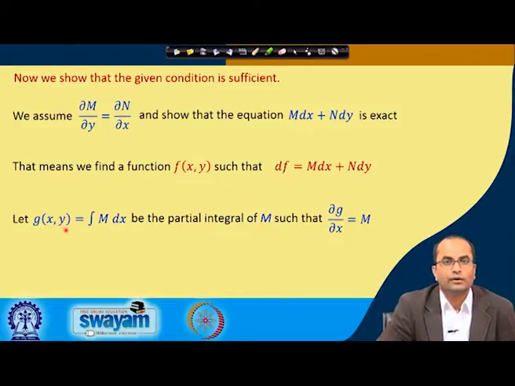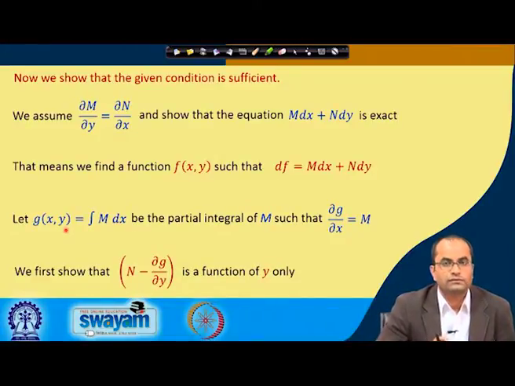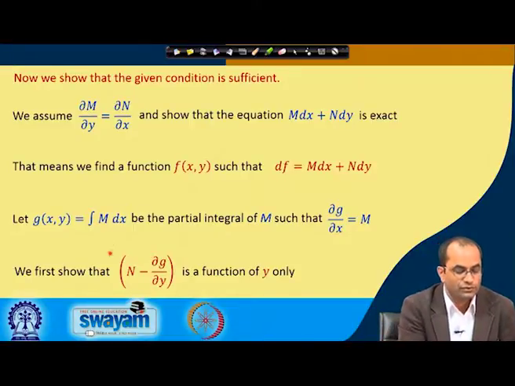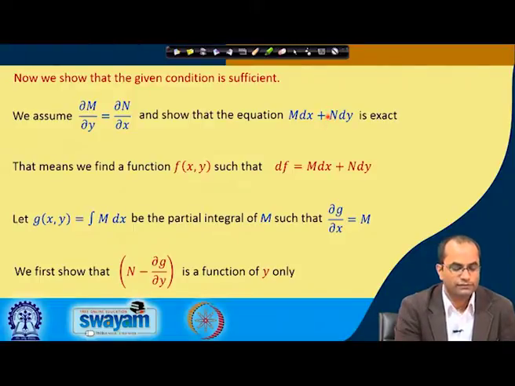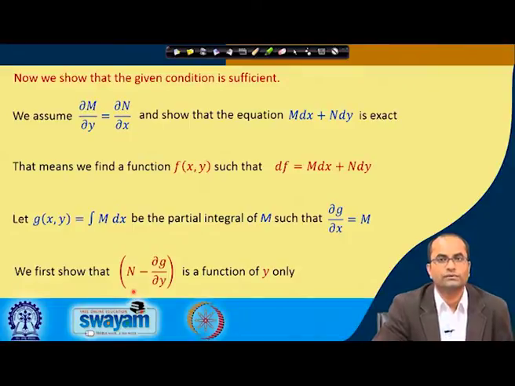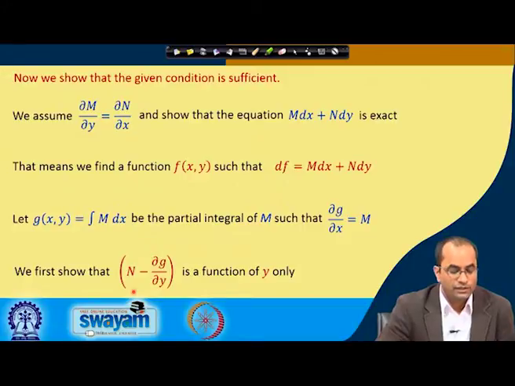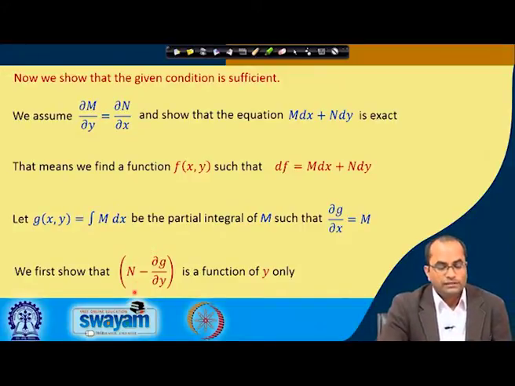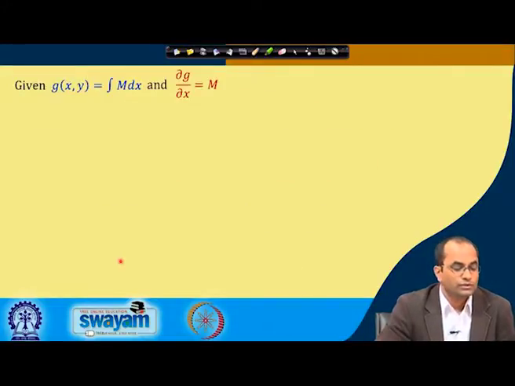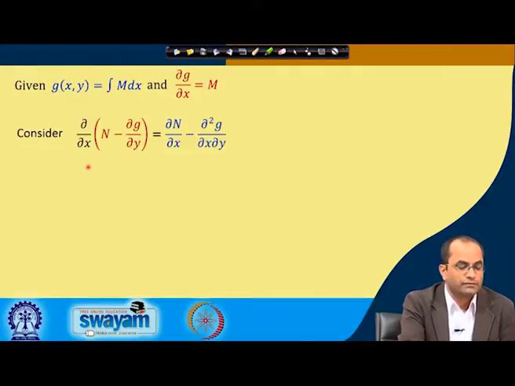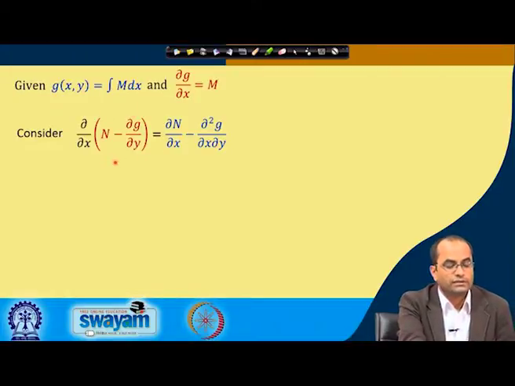Having such a g, before we exactly construct f whose differential is m dx plus n dy, we will first show that the function n minus del g over del y is a function of y alone. Here n is the given function in the differential equation, and we subtract the derivative of the constructed function with respect to y. To show this, we just have to take the partial derivative with respect to x, and if it comes to be 0, that means it is free from x and is a function of y alone. The given is that g is the integral of m, so del g over del x is m, and we want to show that the partial derivative of n minus del g over del y is 0.